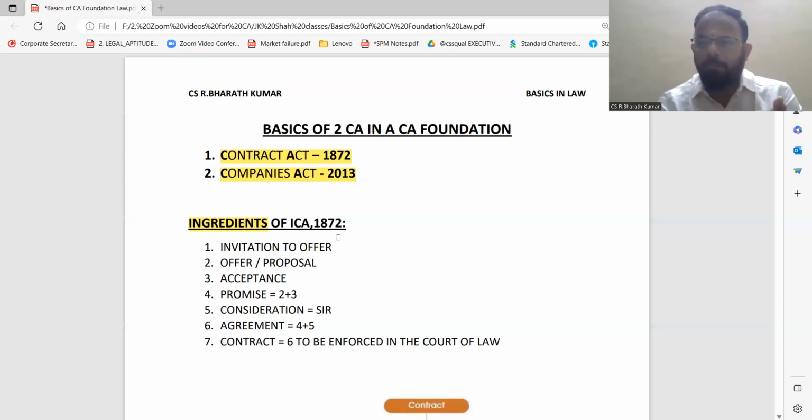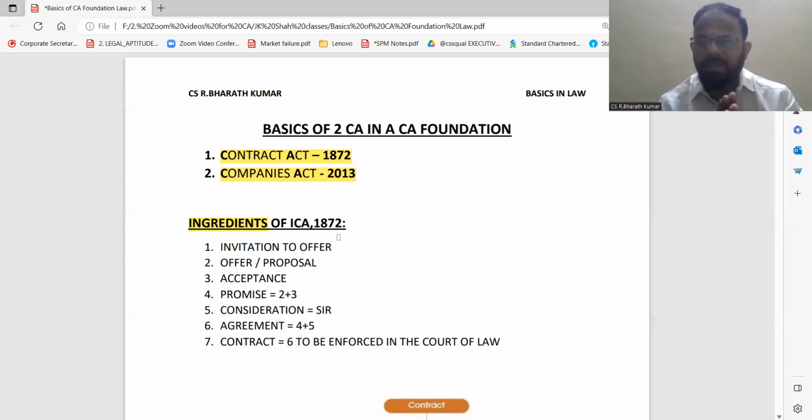Offer is just you proposing to do a particular act in a particular manner. There are minimum two parties in a contract. One party is going to be an offerer or a proposer. The other party should obviously accept it. So there are two parties, one offer or proposal, and an acceptance.